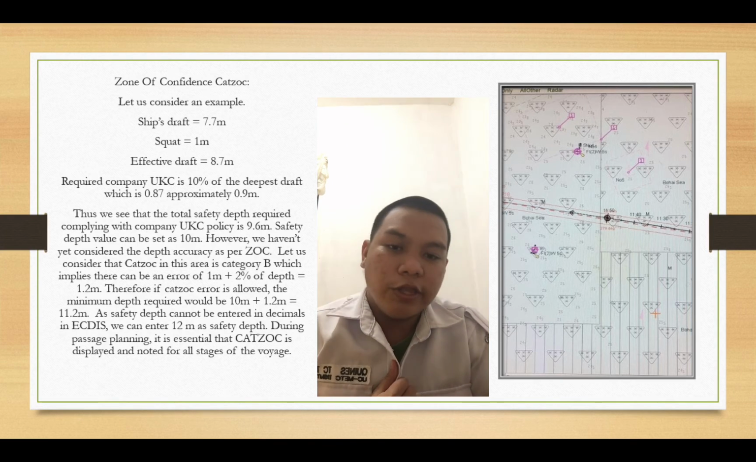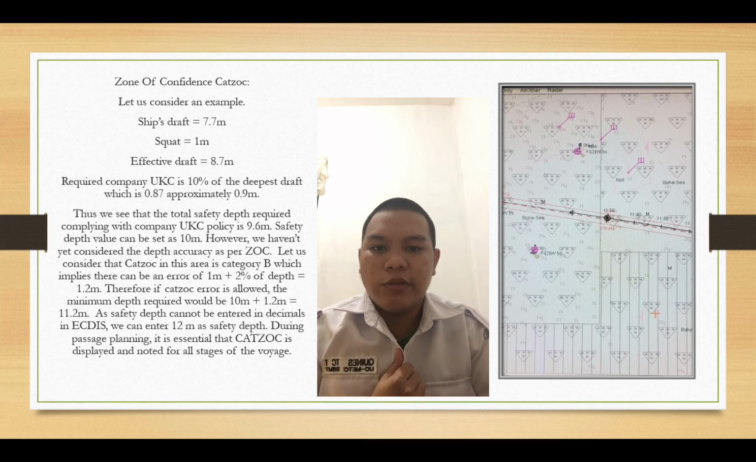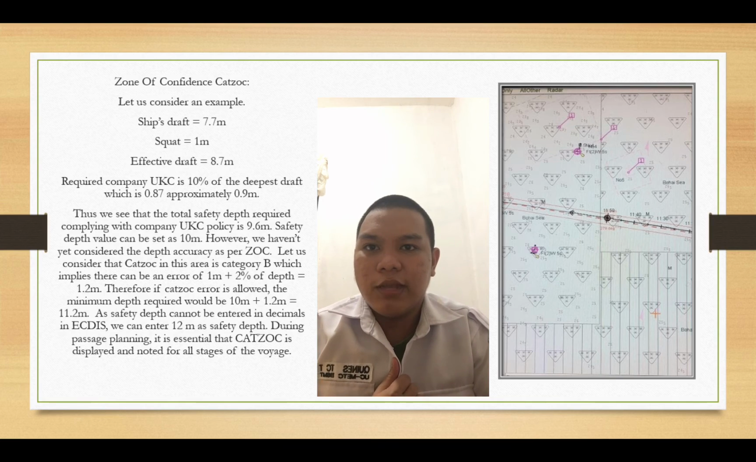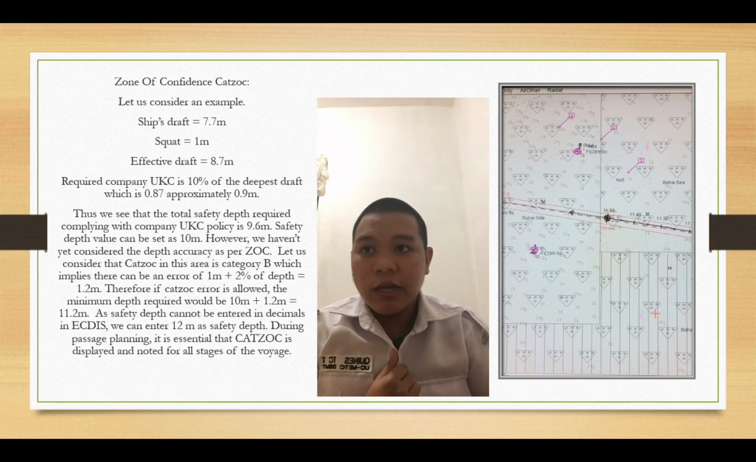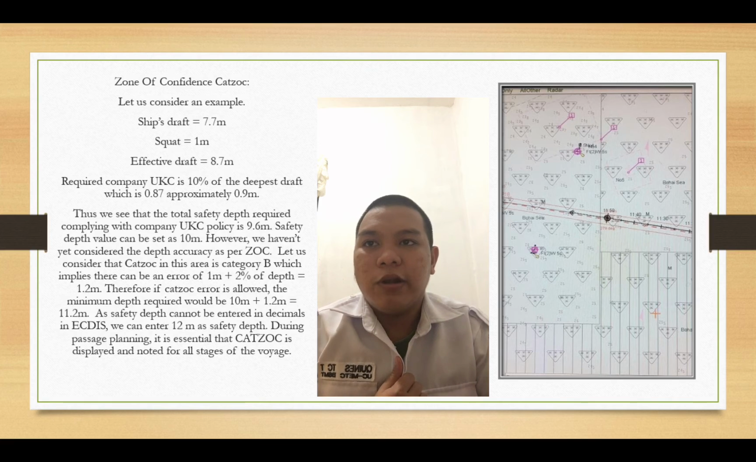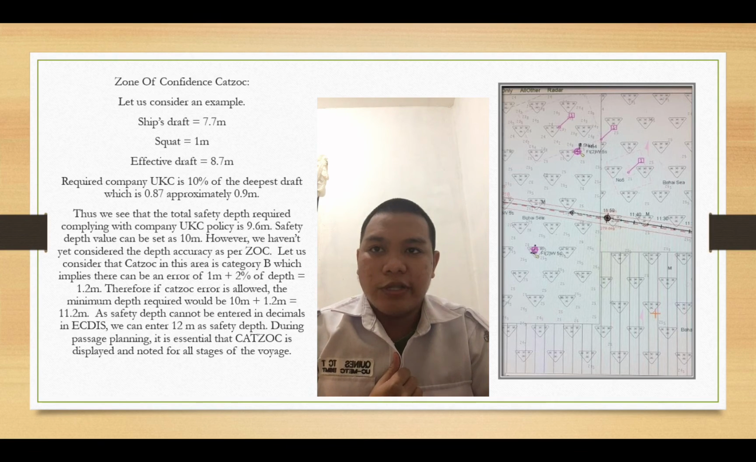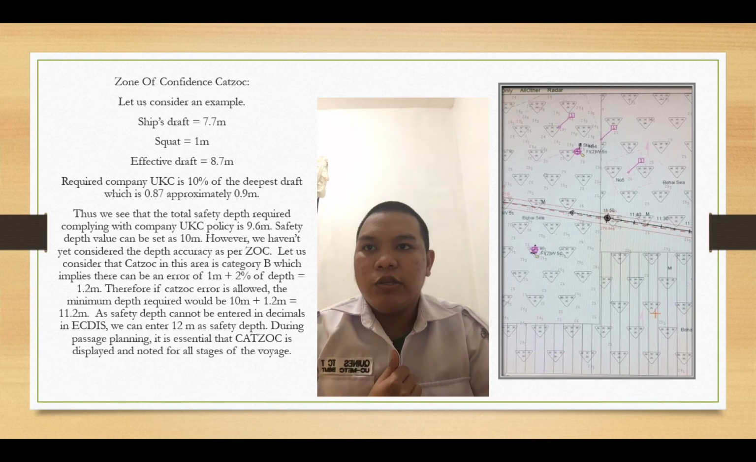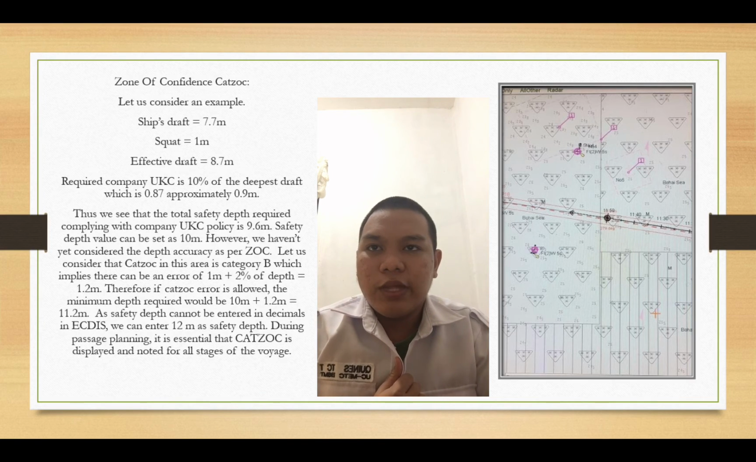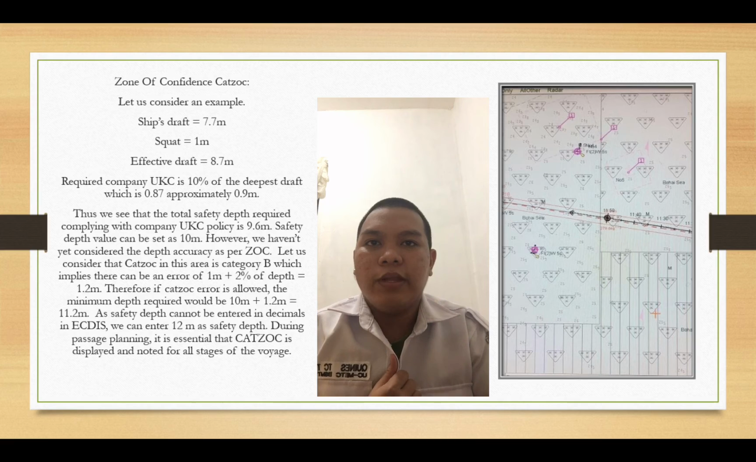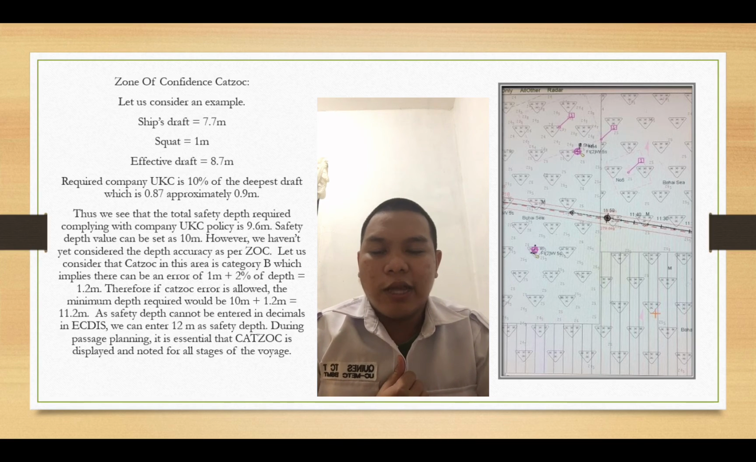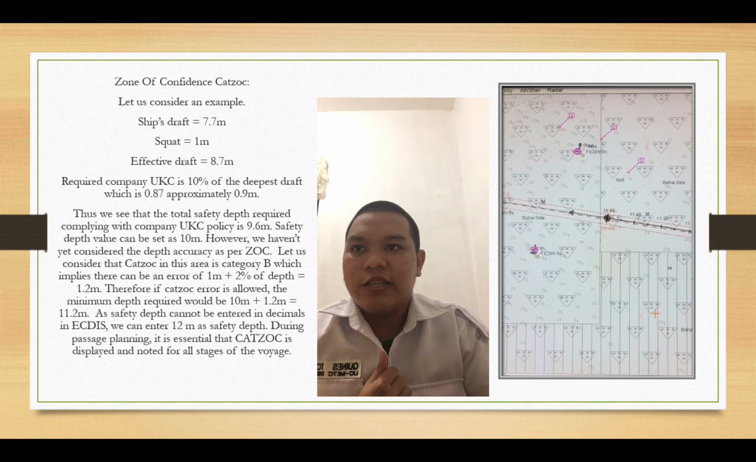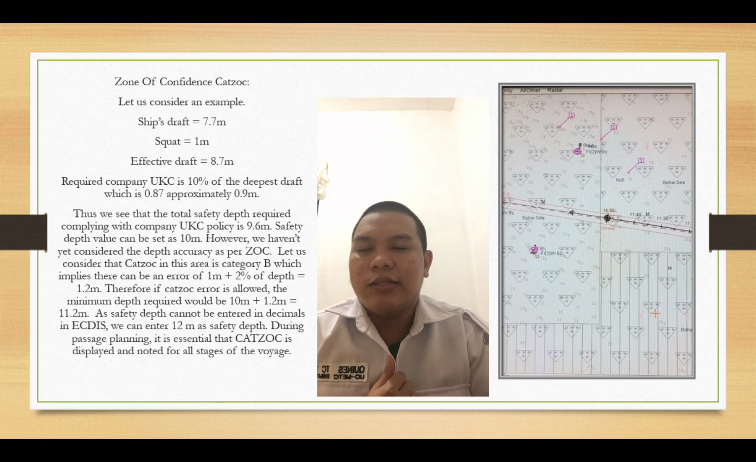Let us consider an example. Ship draft is 7.7 meters, squat is 1 meter, so effective draft is 8.7 meters. The company's required UKC is 10% of the deepest draft, which is 0.87, approximately 0.9 meter. Thus the total safety depth required to comply with company UKC policy is 9.6 meters. The safety depth value can be set as 10 meters.